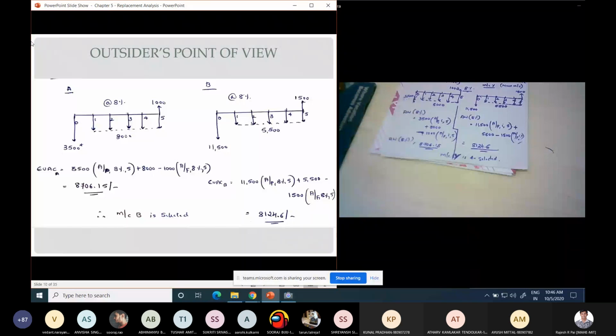Okay, so here in this question, when it comes to the outsider's point of view, the initial cost of the defender machine, or the older machine, will always be the market value. If the question mentions that 1 year or 2 years has already been completed, then after 2 years, what is its market value? That will be the initial cost of the existing machine. So that is one point you need to remember in the case of the outsider's point of view.